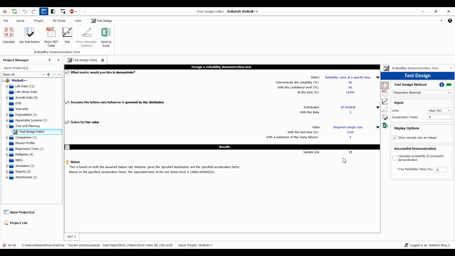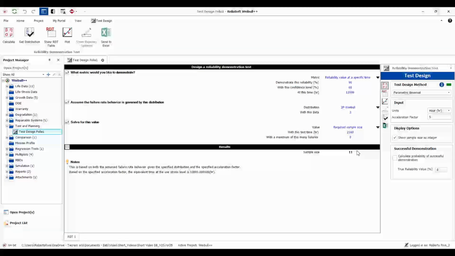So if we can set up our test design so that the acceleration is approximately 5, it simply tells us we need to provide 11 units, and if these 11 units operate for 2,160 hours, we will demonstrate a 90% reliability at 12,000 with a 60% confidence band, on the hypothesis that the failure rate behavior of our product follows a two-parameter Weibull with 2 as the beta value of our product.